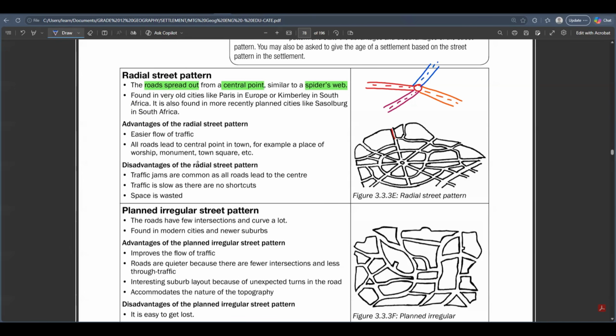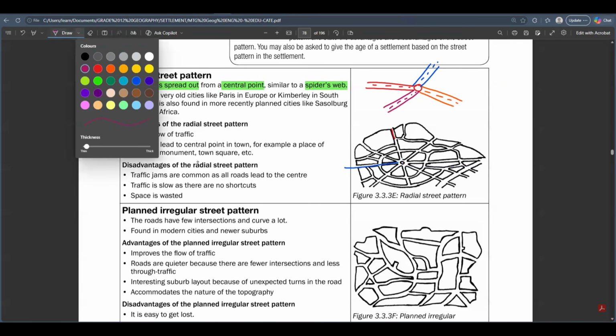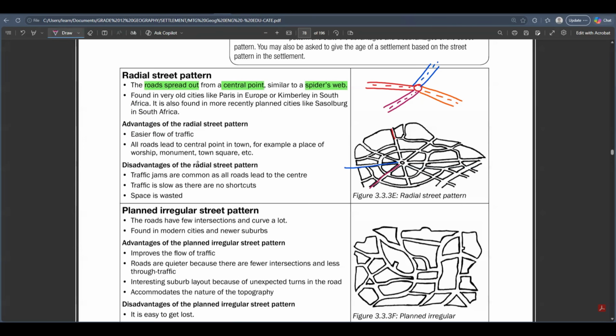This one is known as a radial street pattern. So in a radial street pattern, what's happening? All the roads are coming towards a central point. Remember, they are coming towards one point, right? So in this case, I think you can see that here you are having roads. This is a road that is coming towards the central point. Okay, this is another road that is coming towards the central point. This is another road coming to the central point, and another one, and another one. So all the roads here are leading to one point. And the point that we're talking about here is the central point.